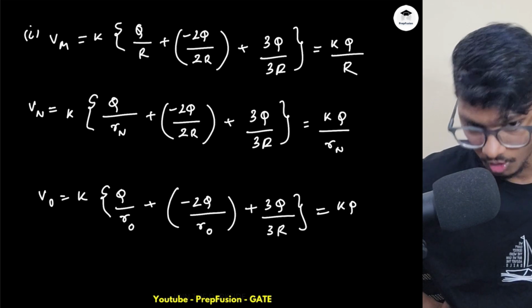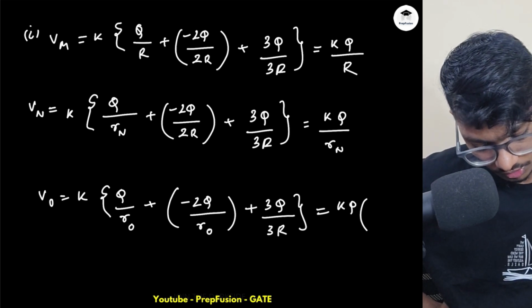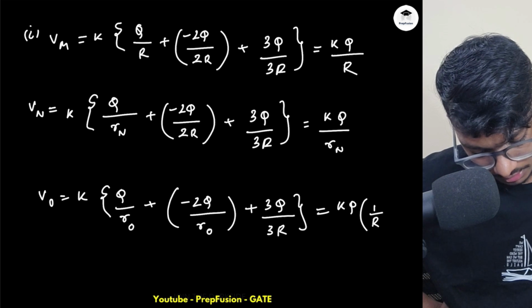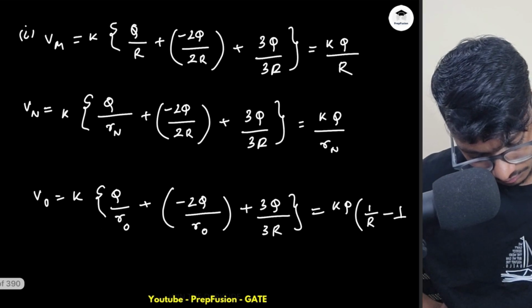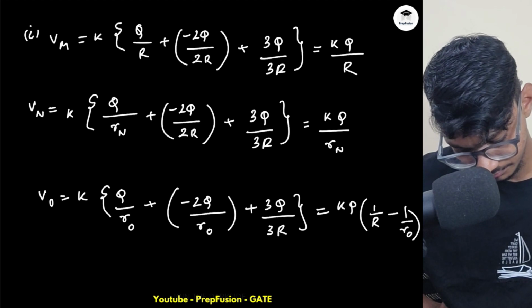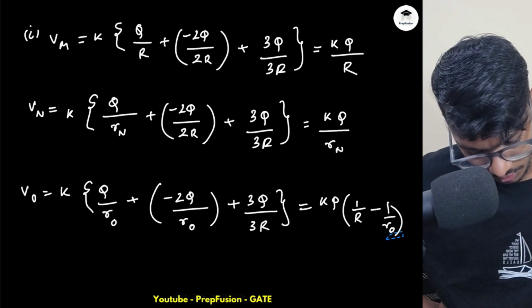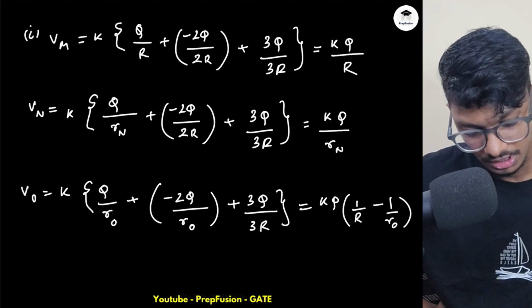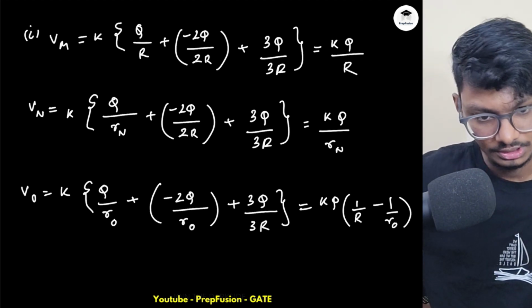If I take KQ common, what will I be left with? This will be 1 by R minus 1 by RO. Something positive, because RO is greater than capital R. Okay, so this will be the case.